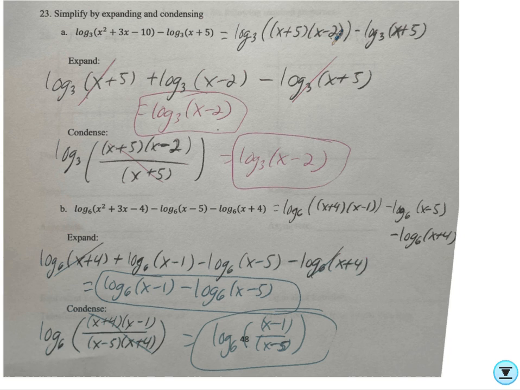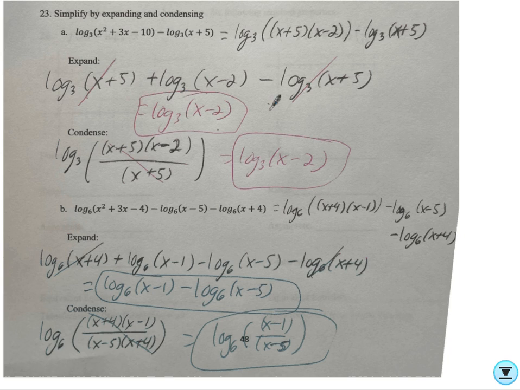With the expanding, I recognized that the x plus 5 and the x minus 2 were multiplied in the argument, which means they can be broken apart, and 2 different logarithms with those in the arguments could be added together. So that's how I got log base 3 of x plus 5 plus log base 3 of x minus 2. And then we still have this minus log base 3 of x plus 5. So then here we have a positive log base 3 of x plus 5. Here we have a negative log base 3 of x plus 5. Those can cancel. And then we are left with log base 3 of x minus 2.